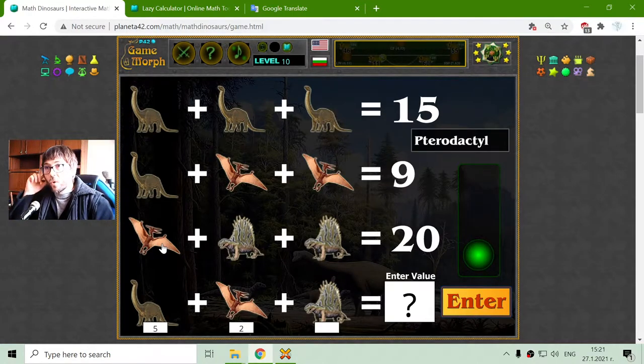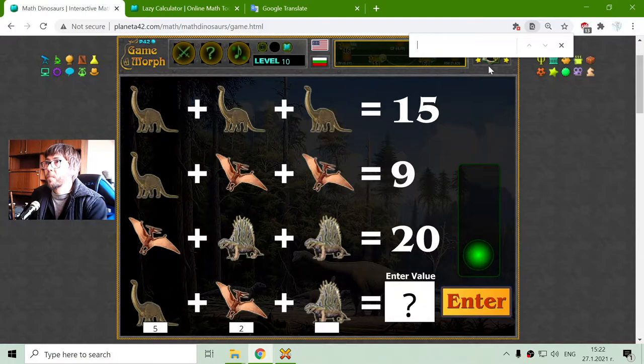And the third row, we have 2 dimetrodons, but I think the dimetrodons are not actually dinosaurs. They are the ancestors. No. Yes, they are the ancestors of the dinosaurs. They have vanished before the... what was that age? Before the Mesozoic era.